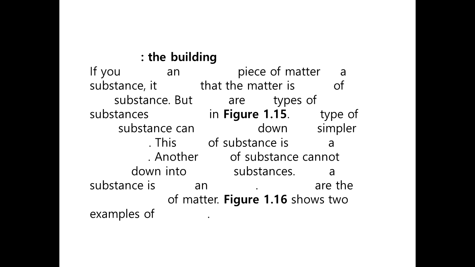Elements, the building blocks. If you classify an unknown piece of matter as a pure substance, it means that the matter is made of only one substance. But there are two types of pure substances illustrated in Figure 115. One type of pure substance can be broken down into simpler substances. This type of substance is called a compound. Another type of substance cannot be broken down into simpler substances. Such a substance is called an element. Elements are the simplest form of matter. Figure 116 shows two examples of elements.